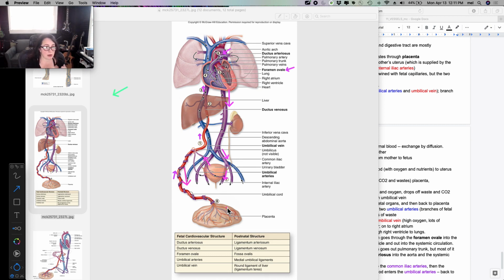That blood is going to be high carbon dioxide, high waste. The carbon dioxide and waste that are delivered to the placenta are going to move from the fetal capillaries back into the maternal capillaries. And then the mom is going to deliver the carbon dioxide to her lungs, the waste products to her liver and to her kidneys, and then she's going to get rid of them for the fetus. Okay? All right, so let's do this one more time.